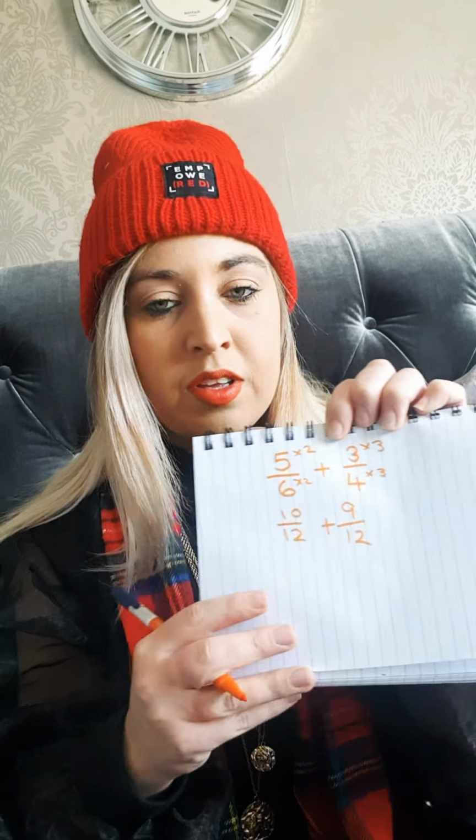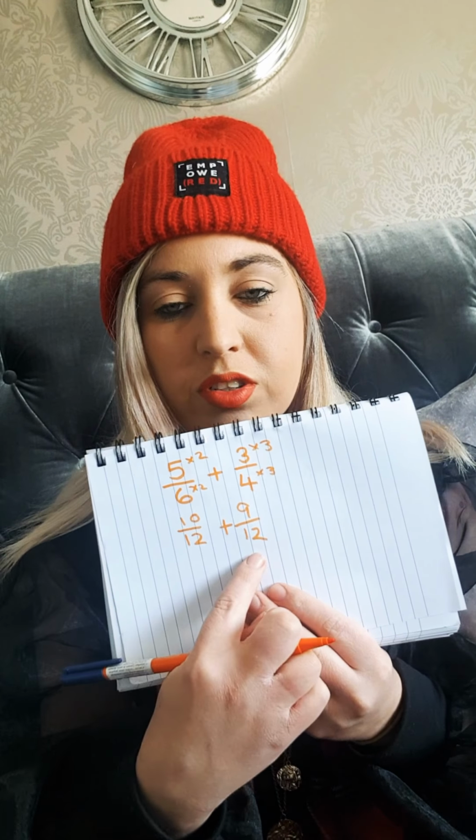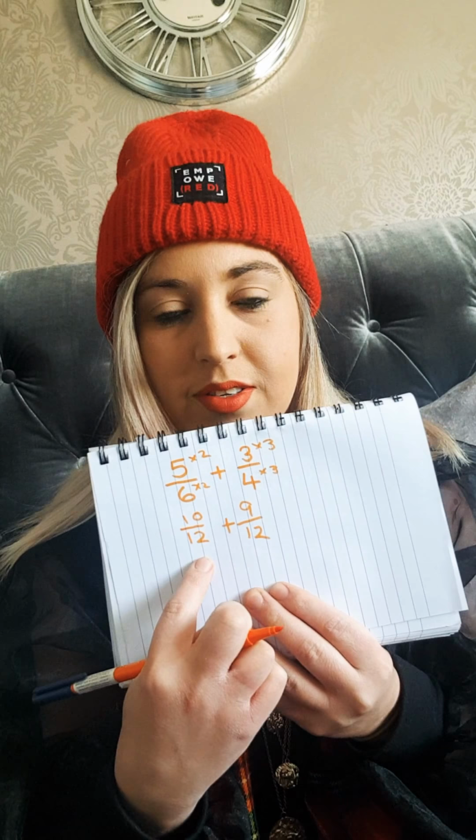Now we can look at the other part. Now to get 4 to 12, we've times that by 3. So again, whatever we do to the bottom, we must do the same to the top. So we're going to times that by 3 as well, which is 9. So now we're left with two fractions where the denominator is the same.